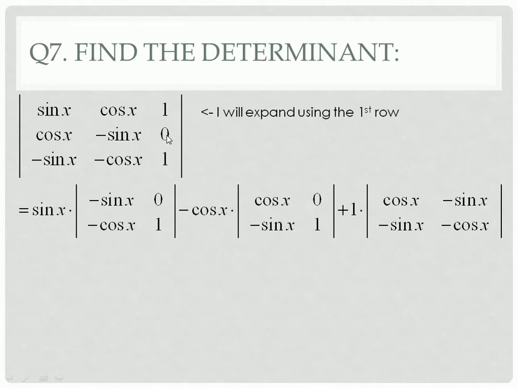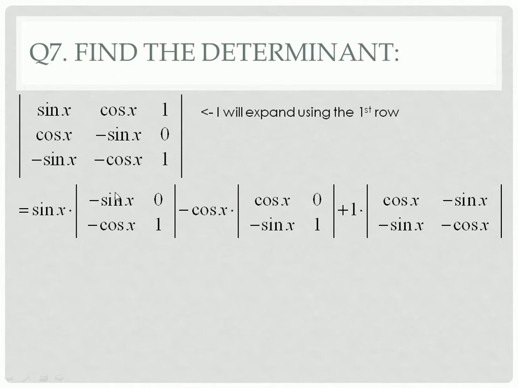And then this last element in the first row is positive, 1. Take away the first row and the last column, and you're left with cosine x, negative sine x, negative sine x, negative cosine x. Okay, and now take each of those 2 by 2 determinants.